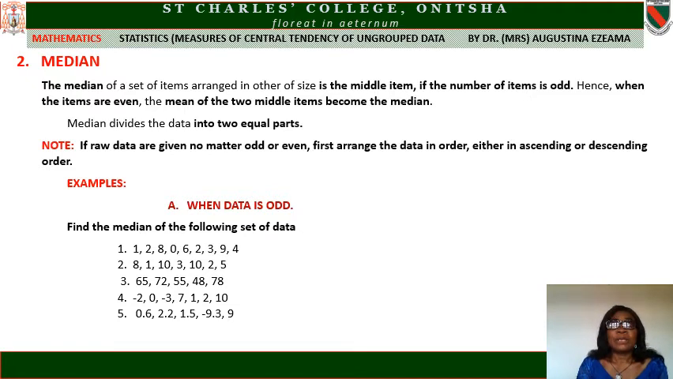Examples. Let us look at this problem when the data is odd. Find the median of the following sets of numbers. Number 1: 1, 2, 8, 0, 6, 2, 3, 9, 4. Number 2: 8, 1, 10, 3, 10, 2 and 5.